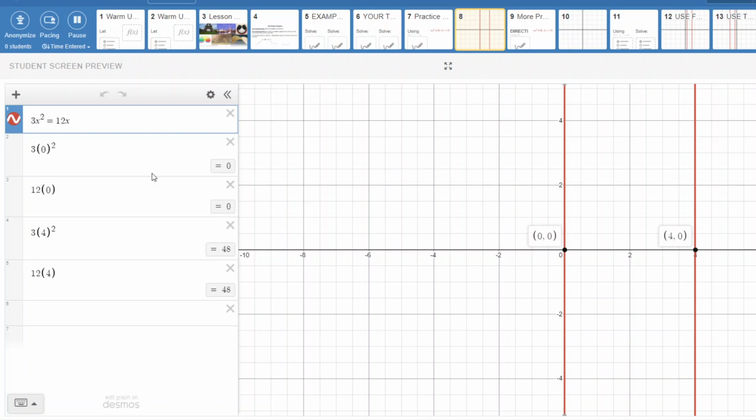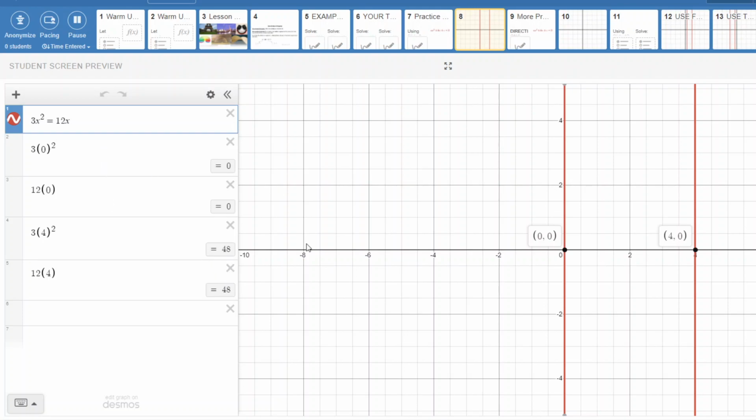Now, the reason it works is if you plug 0 into the left-hand side of this equation, you get 0. If you plug it into the right-hand side of the equation, you get 0. And obviously 0 equals 0. If you plug 4 into the left side of the equation, you get 48. And if you plug 4 into the right-hand side, you also get 48. So clearly that gives you values that are equal.